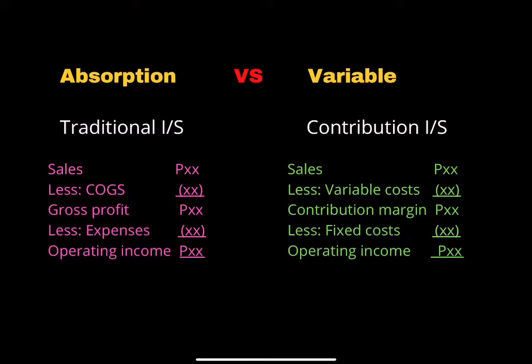Aside from the manner the income is presented, the amount of income itself may differ between the two costing methods. Variable costing income may differ from absorption costing income because of the difference in the amount of fixed factory overhead recognized as expense during an accounting period. This is caused by the difference between production and sales volume, which will be illustrated later on.